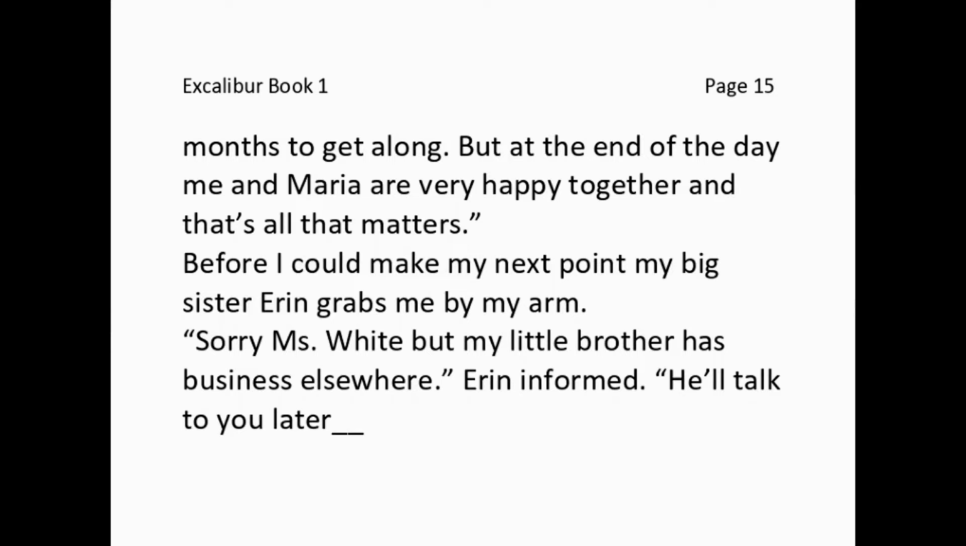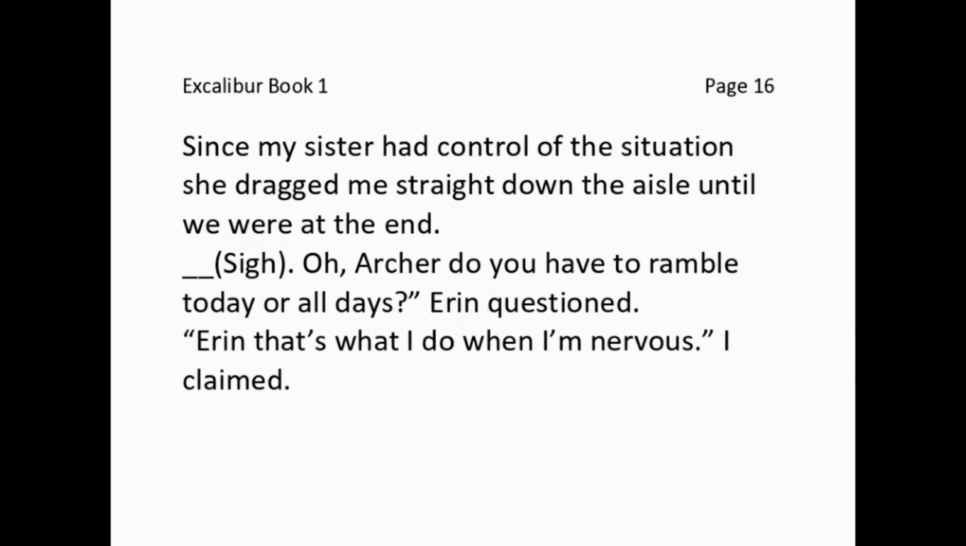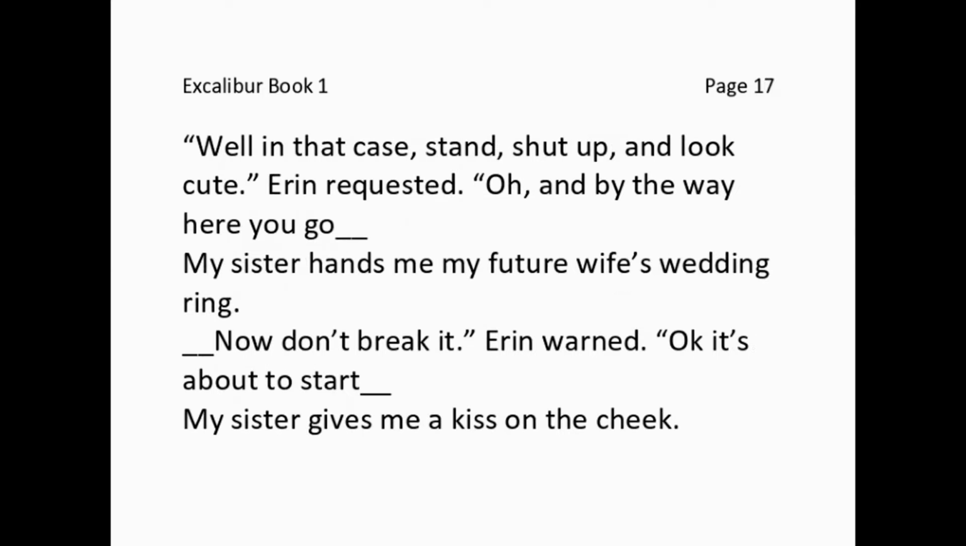Before I can make my next point, my big sister Erin grabs me by my arm. "Sorry, Miss White, but my little brother has business elsewhere," Erin informed. "He'll talk to you later." Since my sister had control of the situation, she dragged me straight down the aisle until we were at the end. "Oh, Archer, do you have to ramble today of all days?" Erin questioned. "Erin, that's what I do when I'm nervous," I claimed. "Well, in that case, stand, shut up, and look cute," Erin requested.